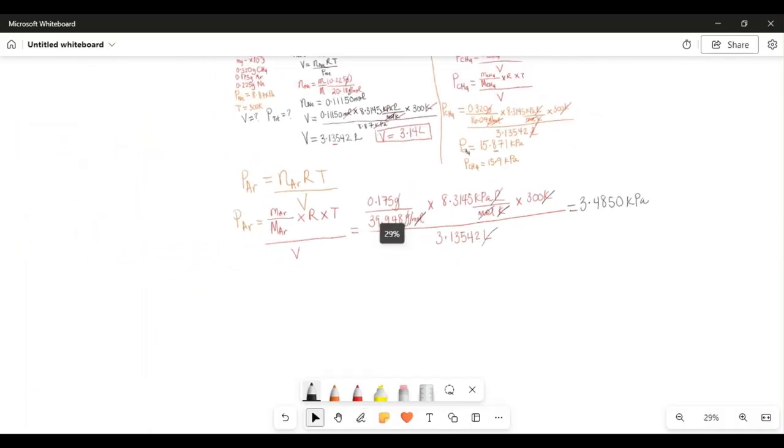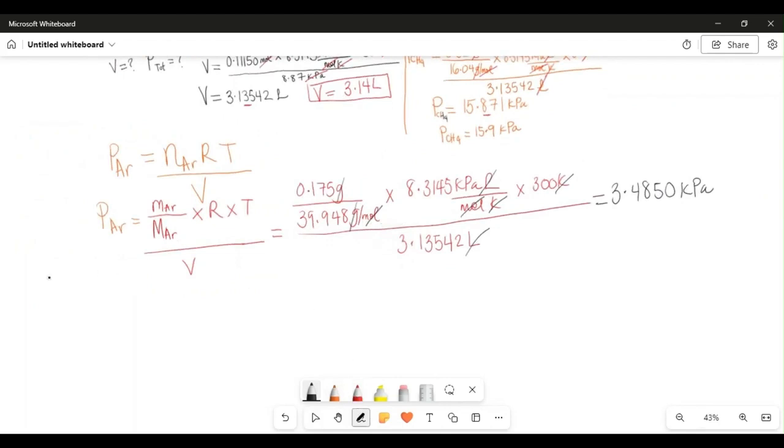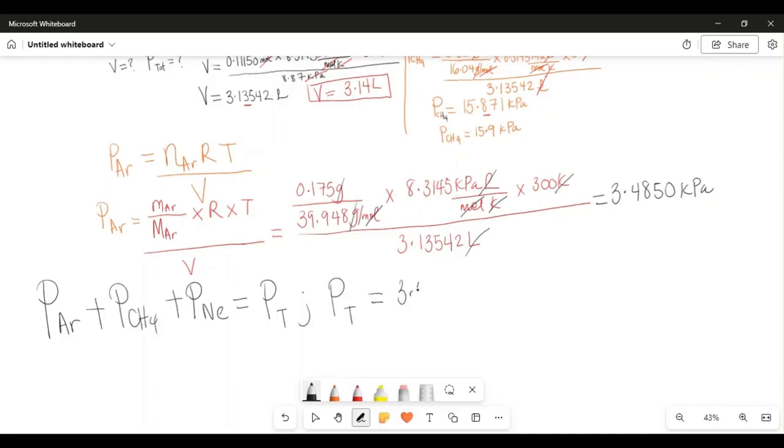So now the total pressure is going to be the pressure of argon plus the pressure of methane, CH4, plus the pressure of our beloved neon. When we add all of this up, we're going to get the total pressure. So the total pressure would be 3.4850 kilopascal plus the pressure of CH4, 15.9, sorry, 15.871 kilopascal, because it's wise for you to always use the unapproximated or unestimated version before doing your calculations. You can only use the estimate at the end, so you don't end up making mistakes in your work.